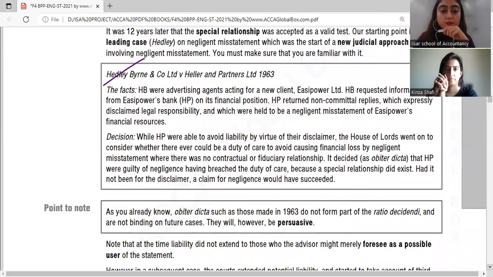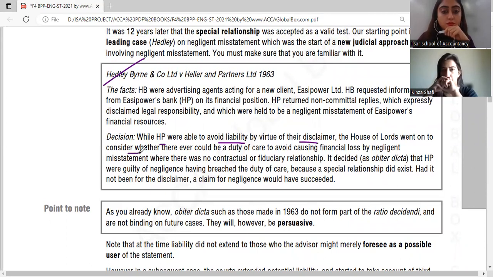The decision was that HP, the A company, was able to avoid liability by virtue of the disclaimer. They had put the disclaimer that we are not solely and wholly responsible for whatever we have done. So that's why they were restrained from the damages. But due to the special relationship, a negligence claim would have succeeded.